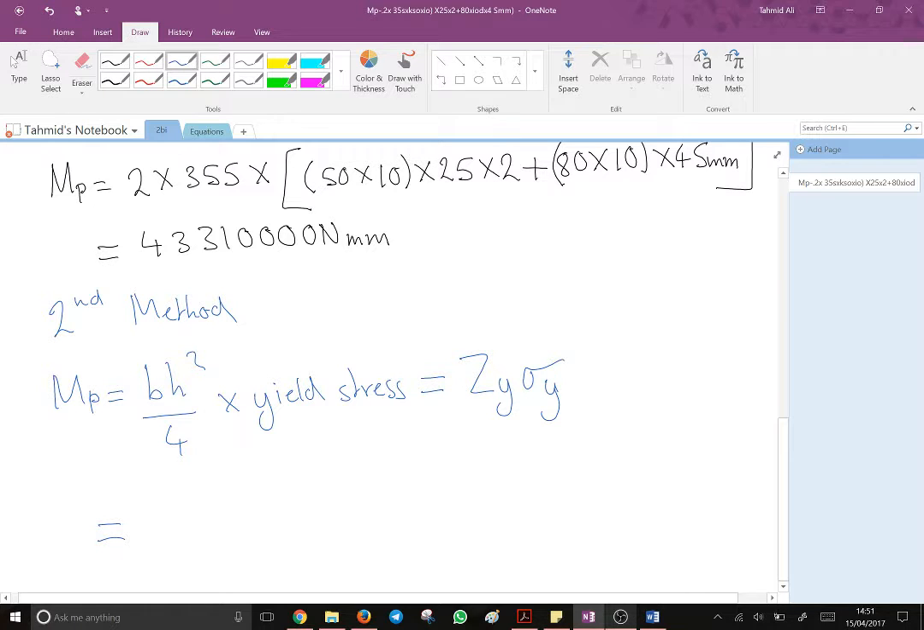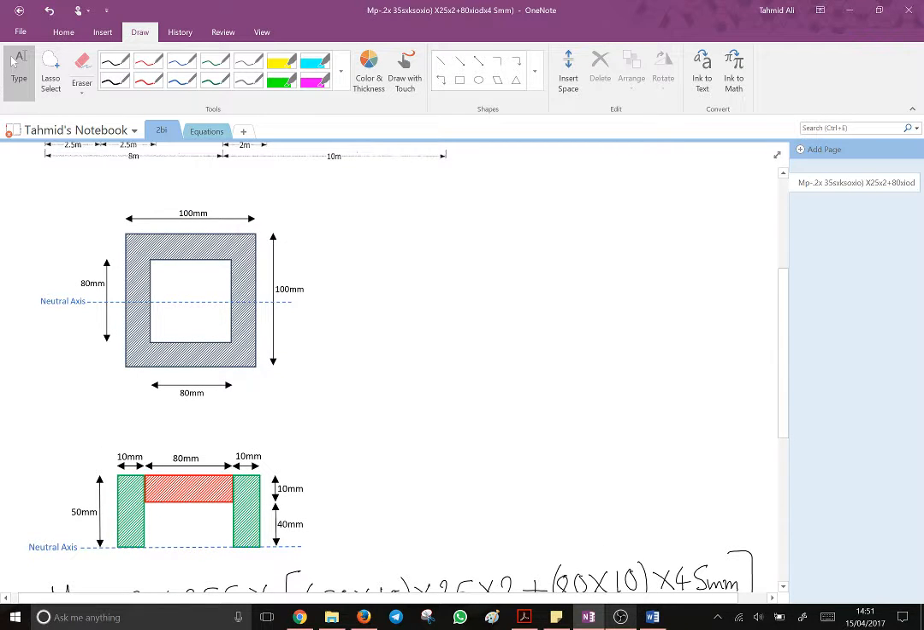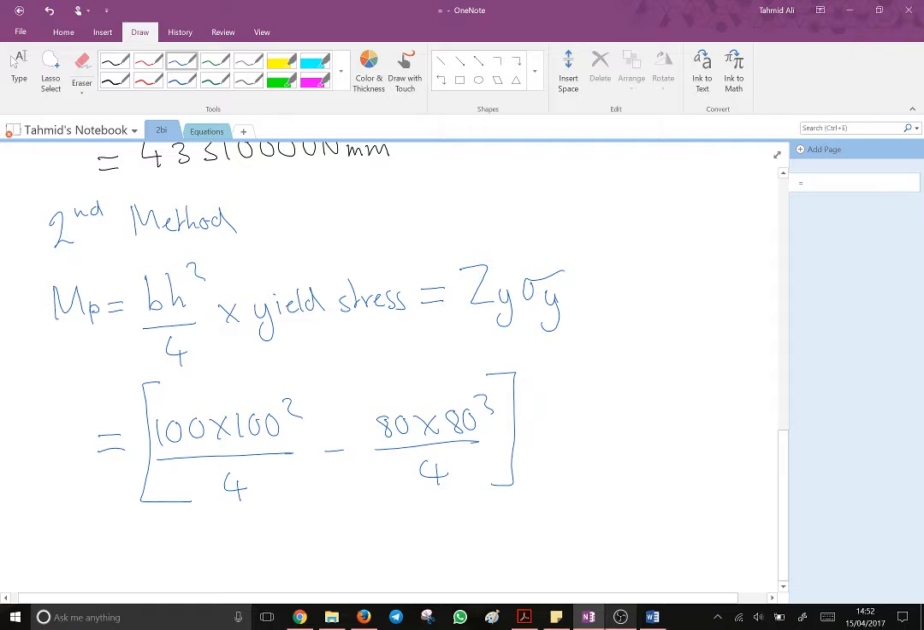Now since we have a hollow section, this is going to be the outer section minus the inner section to get the plastic modulus of the entire section. Since it uses the formula BH squared over 4, the outer section is going to be 100 times 100 squared divided by 4, minus the inner section, which is 80 millimeters times 80 millimeters squared divided by 4. So I'll write that down, and we have to times that by the yield stress, which is 355, and this also gives you the value calculated using first principle.